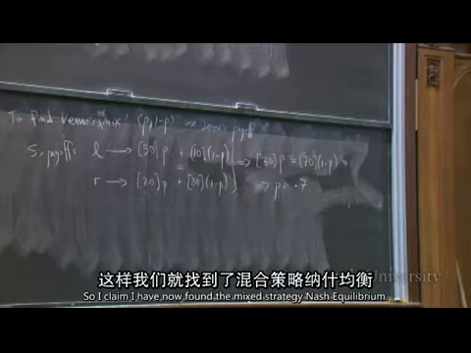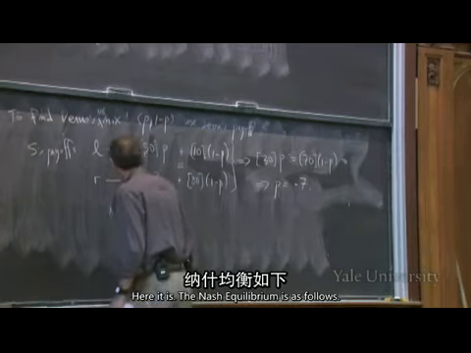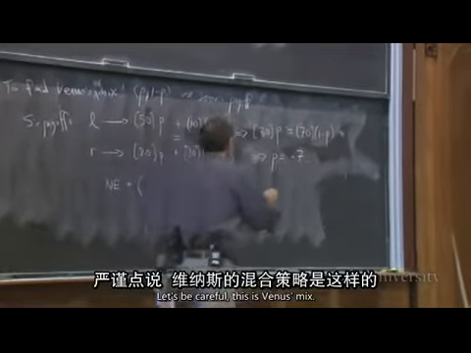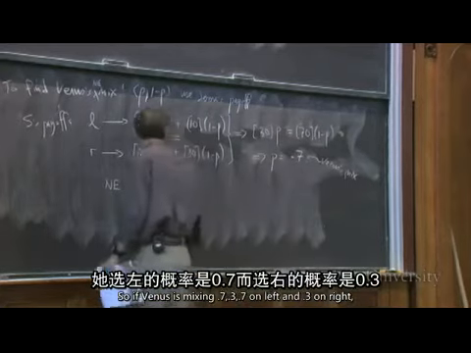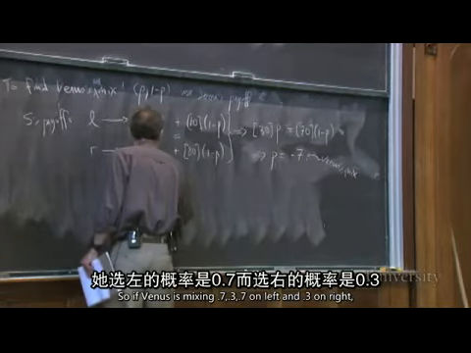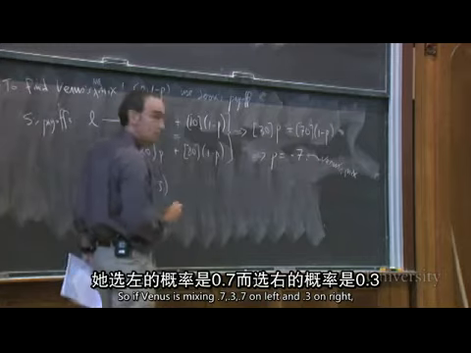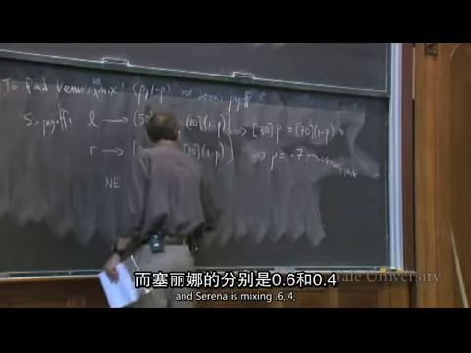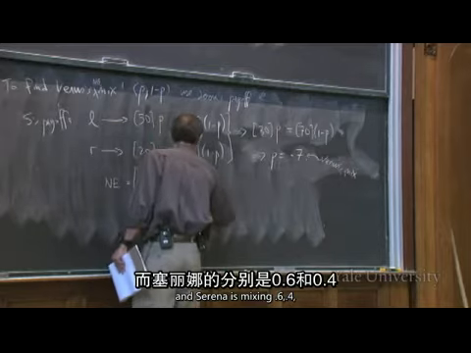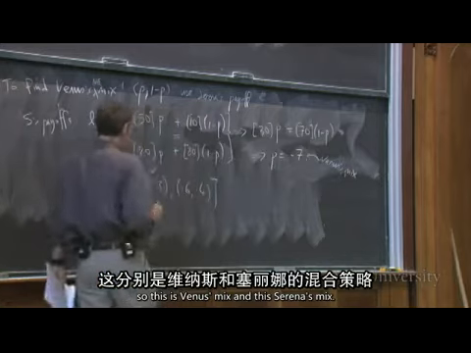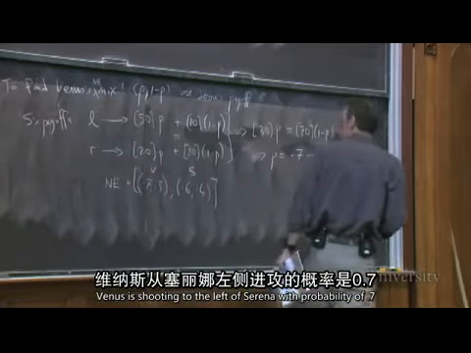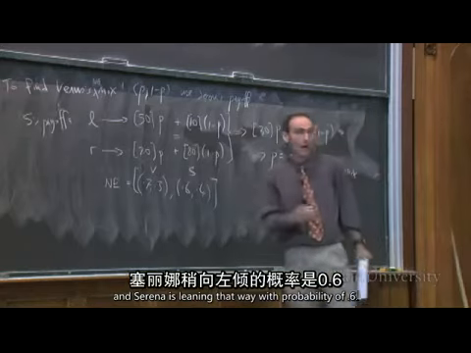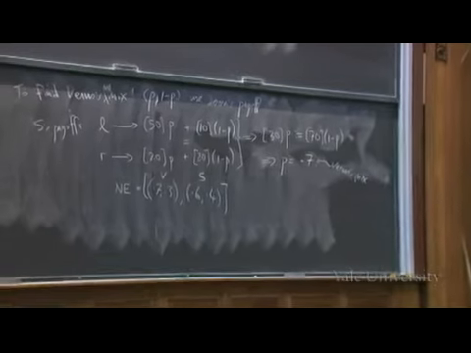So I claim I have now found the mixed strategy Nash equilibrium. Here it is. The Nash equilibrium is as follows. Let's be careful. This is Venus's mix. So Venus is mixing 0.7 on left and 0.3 on right. And Serena is mixing 0.6, 0.4. All right, so this is Venus's mix, and this is Serena's mix. Venus is shooting to the left of Serena with probability 0.7, and Serena is leaning that way with probability 0.6.